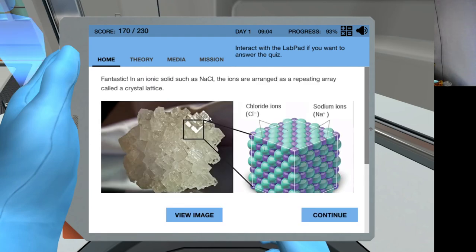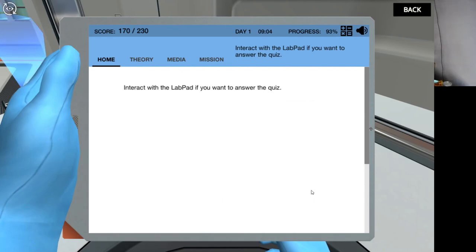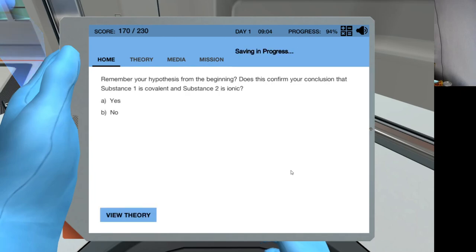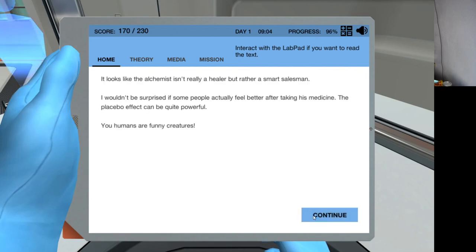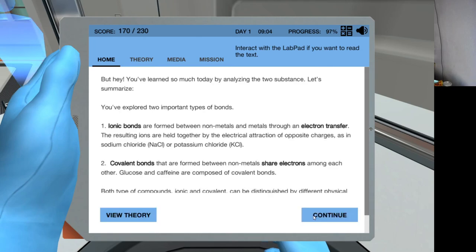Fantastic. In an ionic solid such as NaCl, the ions are arranged as a repeating array called a crystal lattice. Okay. Remember your hypothesis from the beginning? Does this confirm your good thinking? In the meantime, we got our mass spectrometry results back for the two substances. It looks like the alchemist isn't really a healer, but rather a smart salesman. I wouldn't be surprised if some people actually feel better after taking his medicine. But hey, you've learned so much.